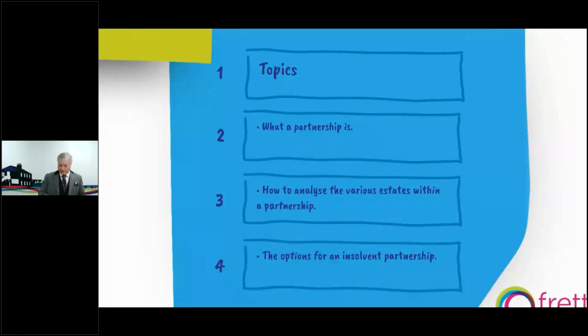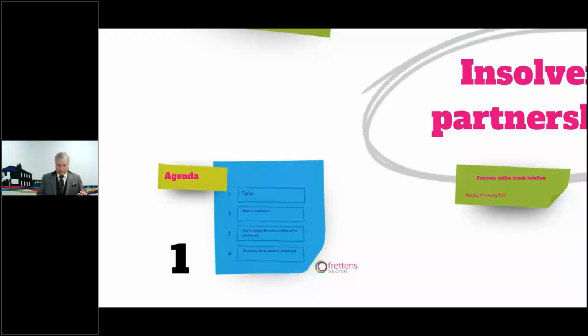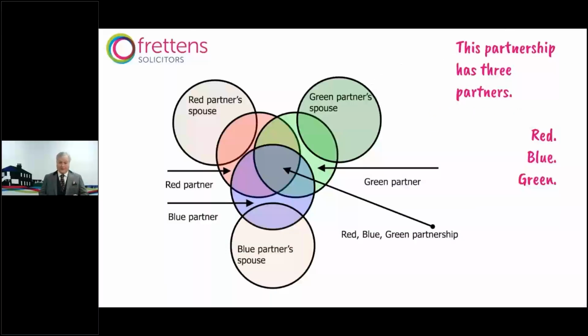Slide pause here, the slides catch up. And when they do, I'm hoping you're going to see on screen a Venn diagram that shows three partners in a partnership. And I've colour-coded those. So the first partner is the red partner, second partner is the blue partner, and the third partner is the green partner.